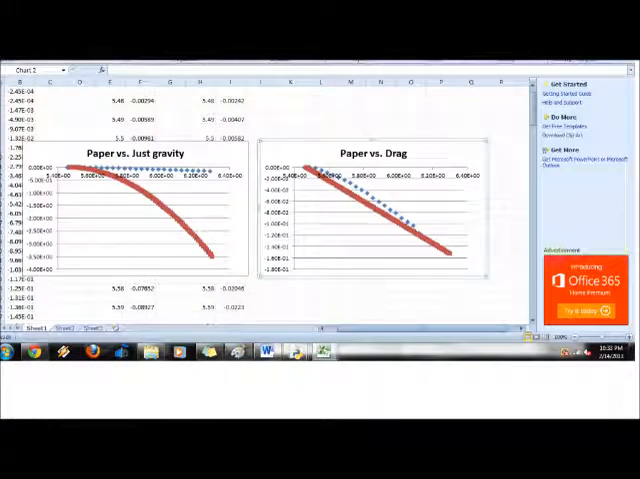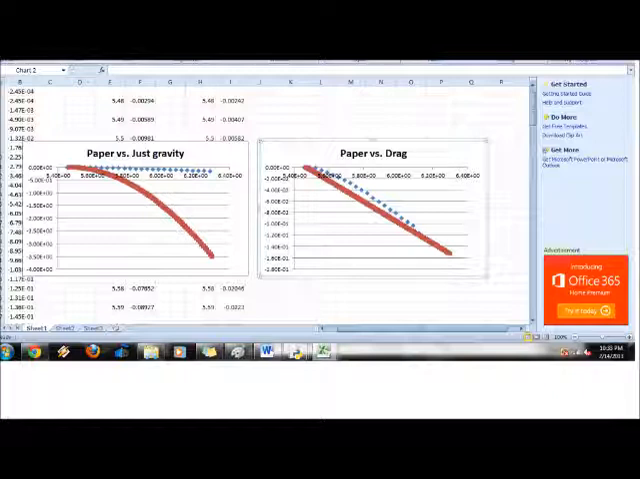Now this is a picture of the Excel data that graphs the Tracker data versus the actual models. Now this first graph shows the Tracker data for paper against the model of just gravity. And as you can see, the Tracker data is way off compared to the actual gravity data, meaning gravity alone is not a sufficient coefficient in order to determine a curve like this.